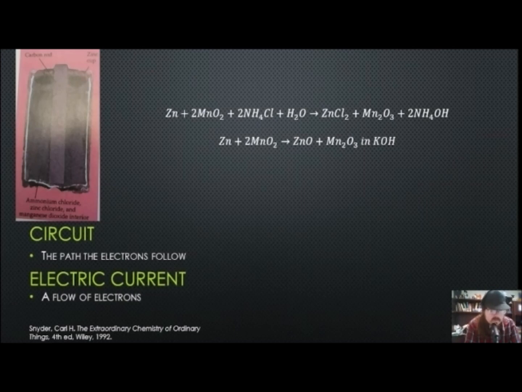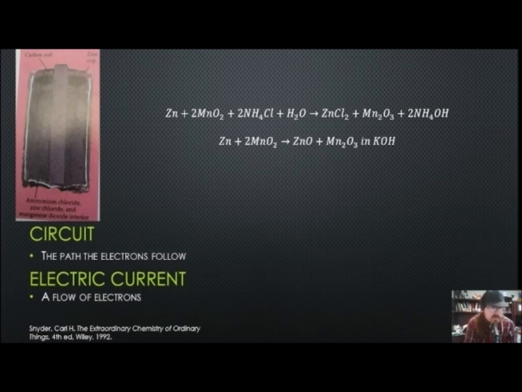Now the zinc carbon dry cell is what the book starts by talking about. We won't talk about that as much, but it's a version of the Leclanche cell. It's not the best cell. It uses zinc and manganese dioxide with an ammonium chloride electrolyte, and the zinc turns to zinc chloride, and the manganese dioxide, essentially manganese 4 oxide, turns to manganese 3 oxide, and we form ammonium hydroxide.